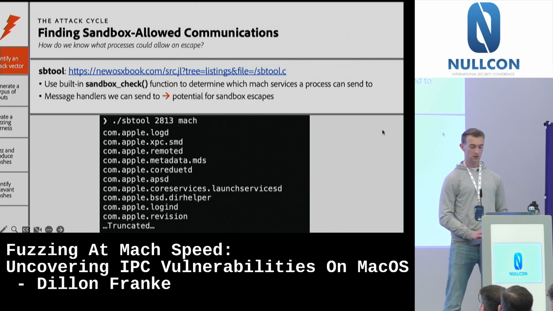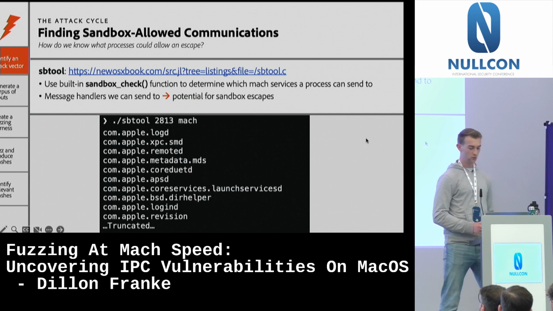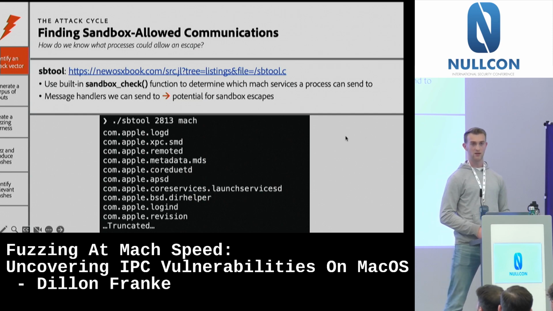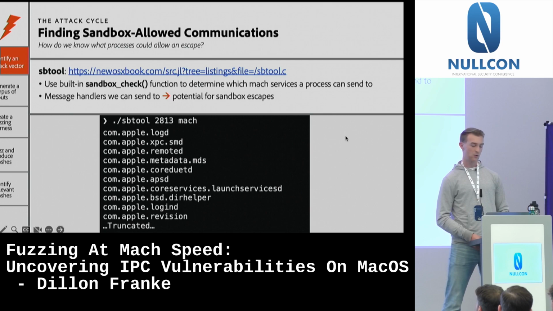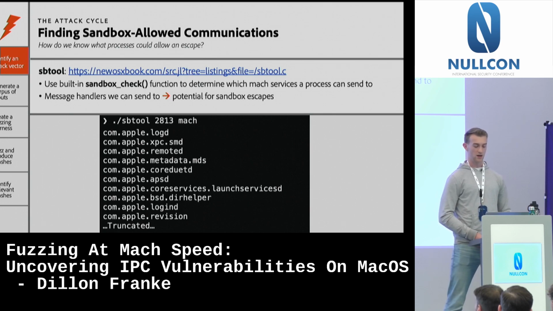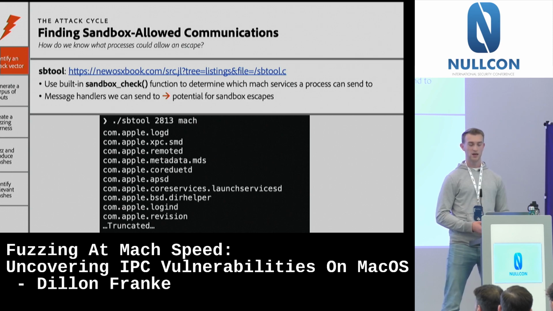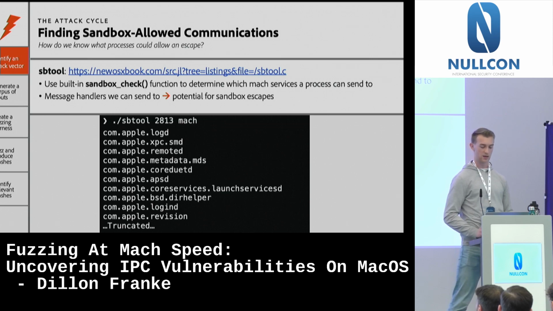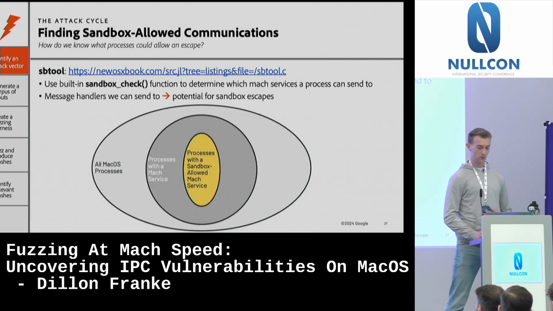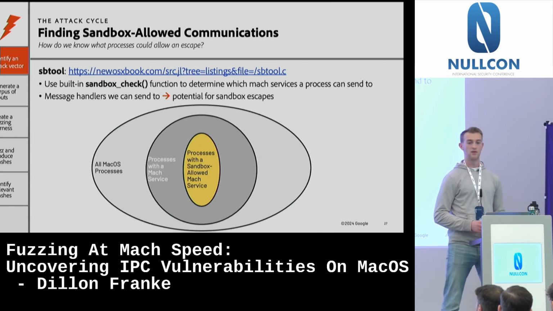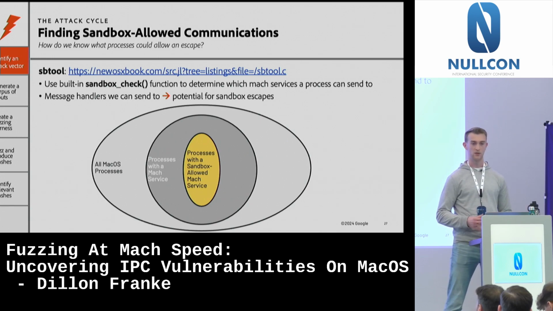So we can use a tool which was developed by Jonathan Levin. He's got a lot of great macOS research out there that I slightly adapted here. It's called SVTool. Essentially, you can pass it a PID, and it will enumerate all of the Mach services that process can communicate with from an unrestricted context. So from this point, we really narrowed down the attack surface and specifically the services on macOS that we're interested in looking at.